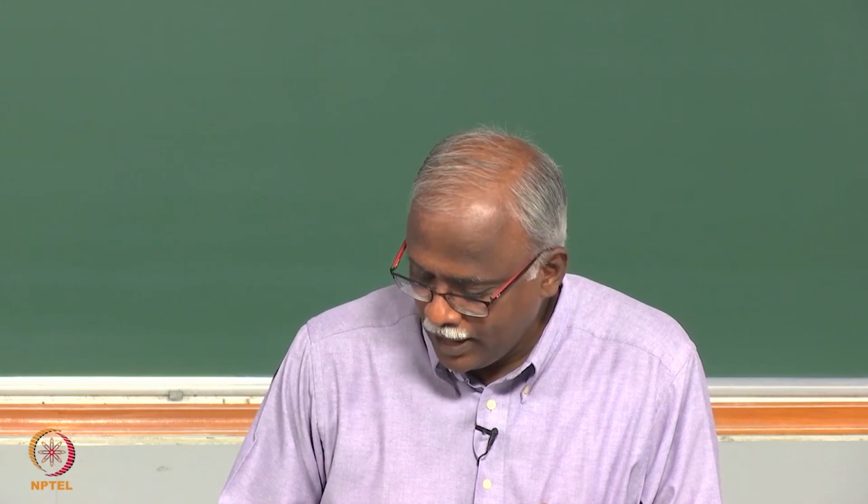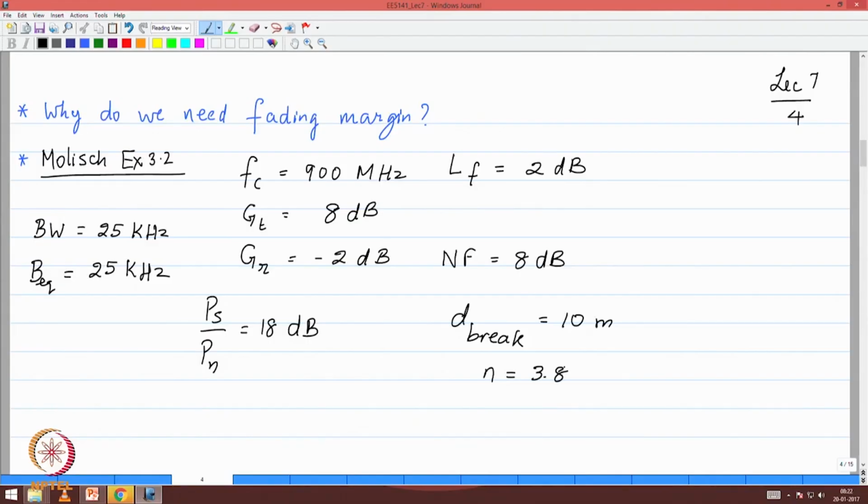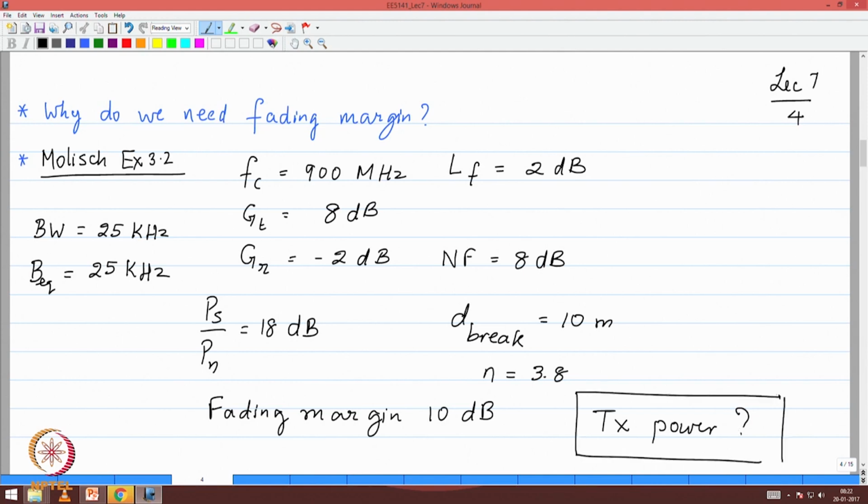Beyond the D break, we are asked to use a path loss exponent of 3.8 and introduce a fading margin of 10 dB. The question that is being asked is, what is the transmitted power, EIRP? That's the question. And usually this is a more important type of question that arises. Given all these scenarios, what is the received signal power, transmitted signal power? What I want to guarantee is the signal to noise ratio at the receiver, PS by PN. And I want to give a fading margin as well. So what should be my transmitted power?